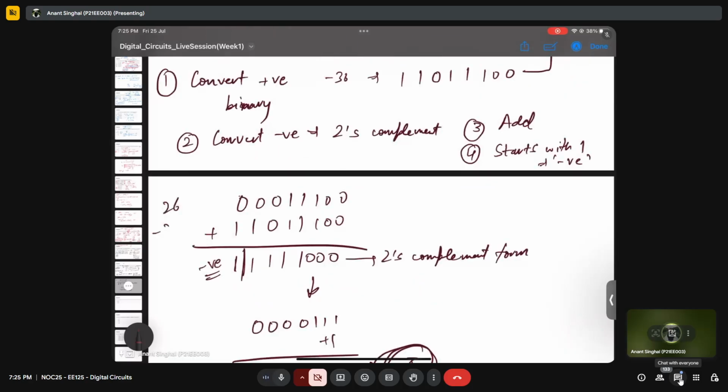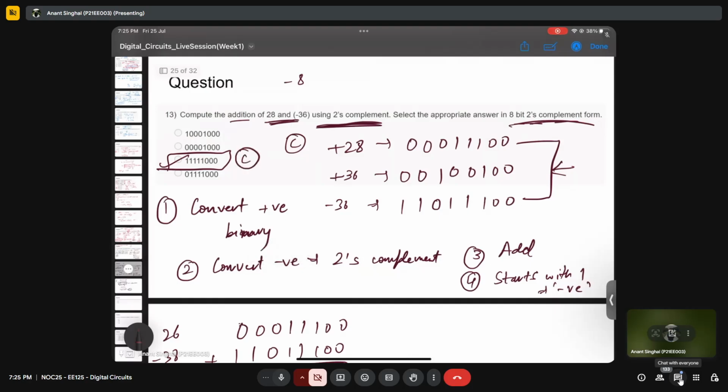So 26 minus 38. But the answer needs to be in the 2's complement form. So that is why this is the answer, which is option C. I hope it is clear to everyone now. This is how we do it. Is it clear to everyone?